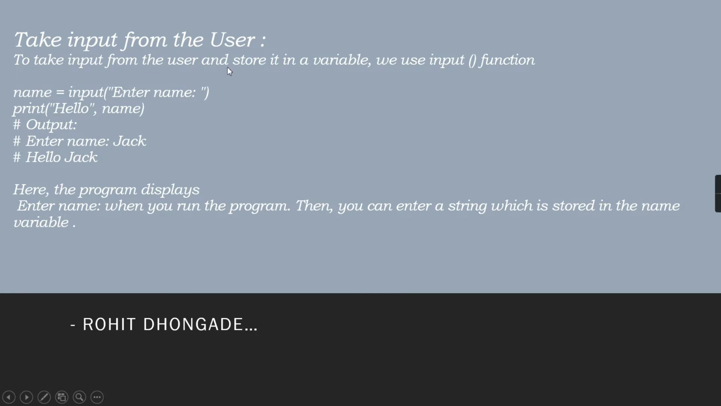Take input from user. To take an input from user and store it in a variable, we will use the input function. For example, name equals to input, in quotation enter name.